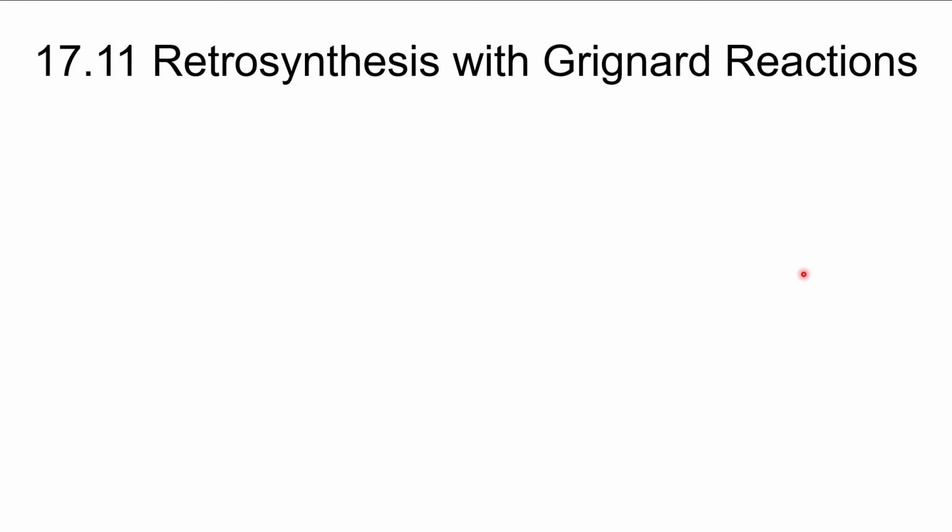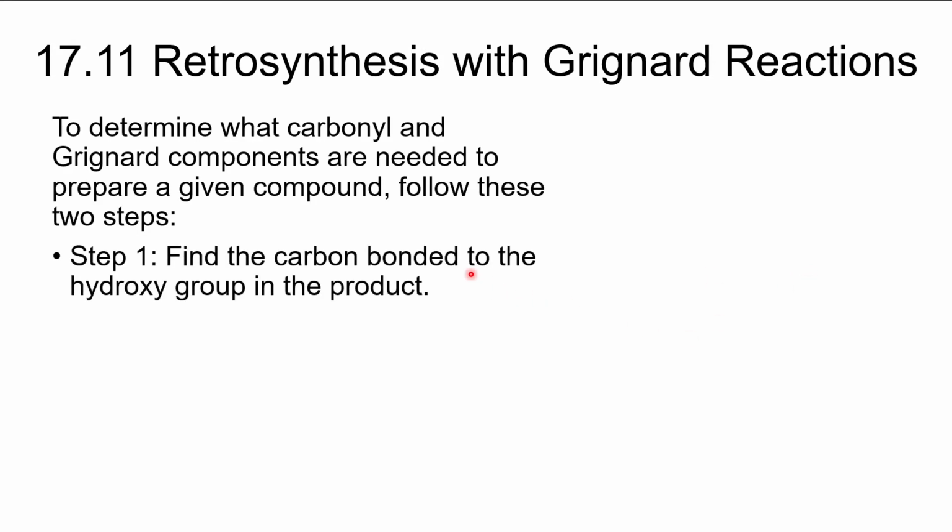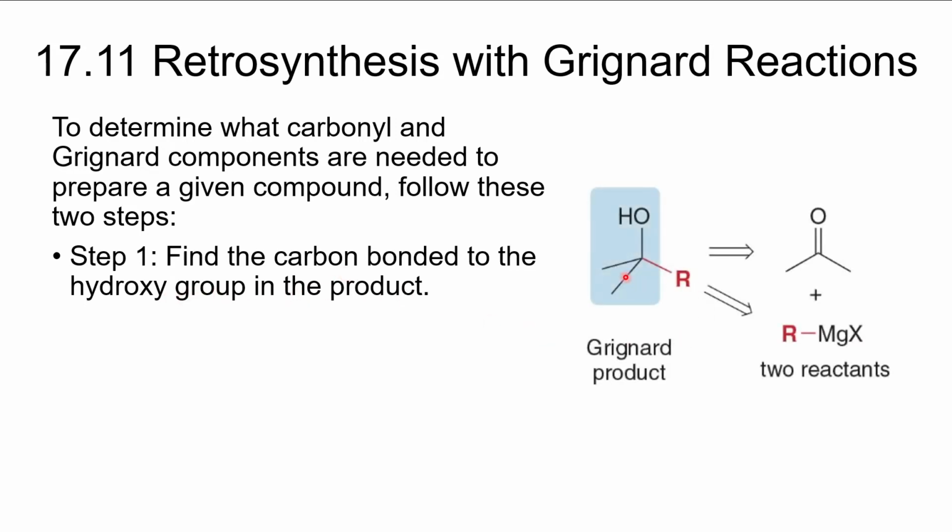All right, so now let's look at doing retrosynthesis with Grignard reactions. And again, retrosynthesis is where we think backwards. So we start with our product, and where do we break the bonds to get our starting materials? So there's 2 steps really that we can use. First, find the carbon that's bonded to the hydroxyl group and see what other carbons are attached to it. So here's the carbon that is bonded to a hydroxyl group, and you'll notice that we've got 3 alkyl groups. There's 2 methyls here, and whatever this R is.